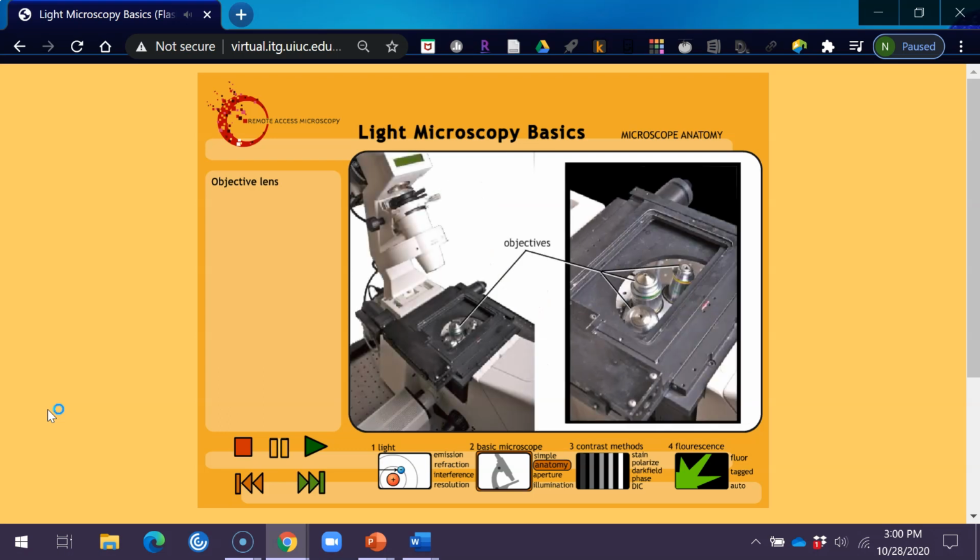The basic function of the objective lens is to gather light passing through, being reflected, or being emitted by the specimen, and then to project an accurate, real, and inverted image of the specimen into the body of the microscope. The objective can also house special devices for contrast methods, such as an iris for dark field microscopy, phase plates for phase contrast microscopy, or correction collars for different cover slip thicknesses.